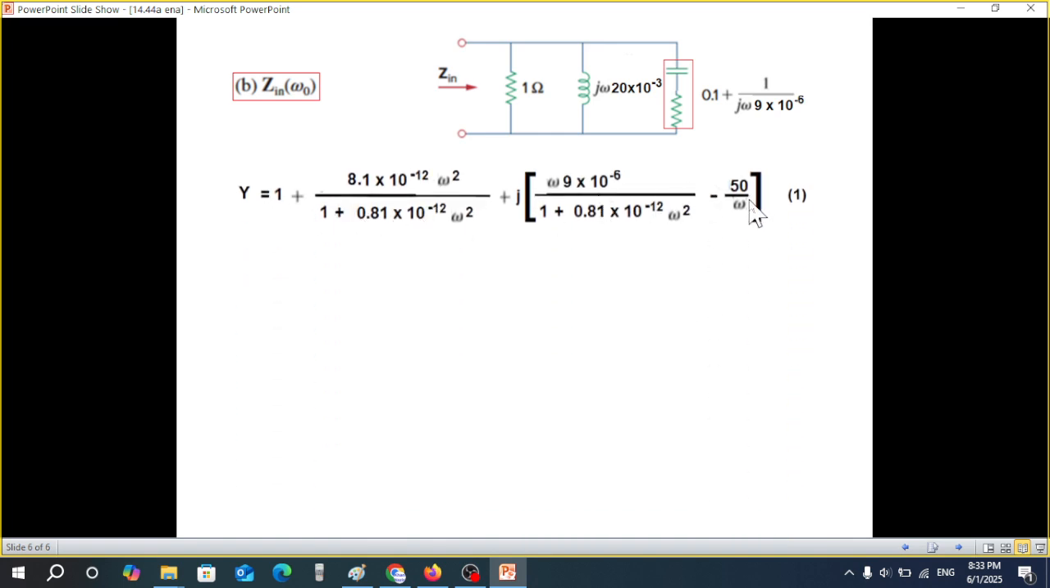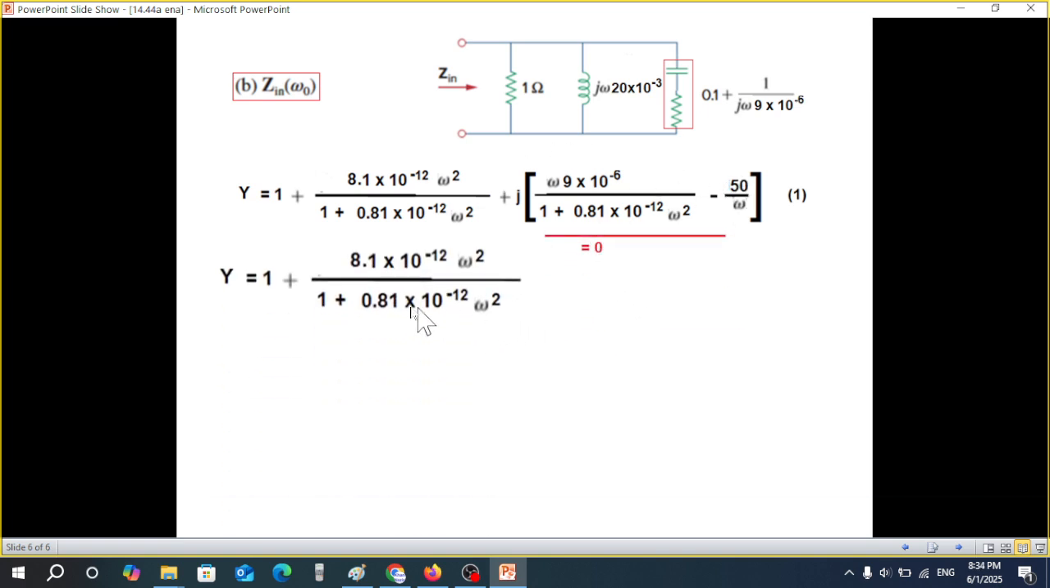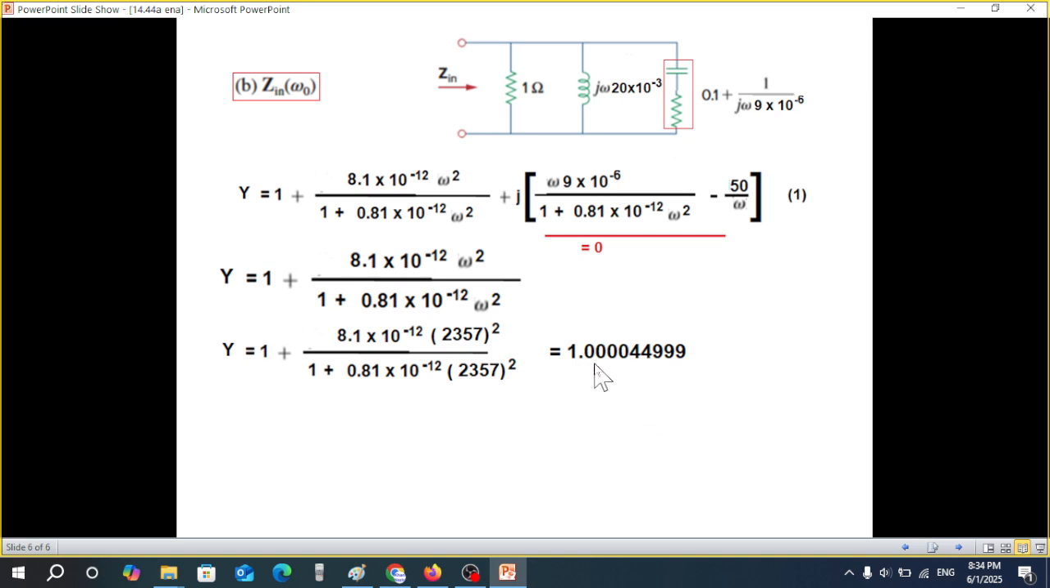This was our Yin. We had already seen that this part has to be 0 at the resonance. So this is gone, and Yin is the part remaining here. And now that we have found the value of omega, we'll put that value, 2357 square, and solving, we get the answer 1.00049999. So Yin we have found. Now Zin will be just the inverse of it. So Zin is 1 over Yin, is 1 over this value, which is again approximately equal to 1 ohm. So this is the answer.